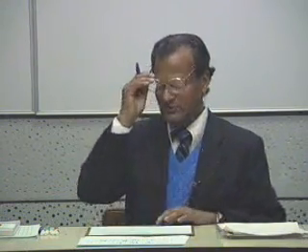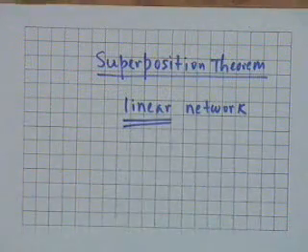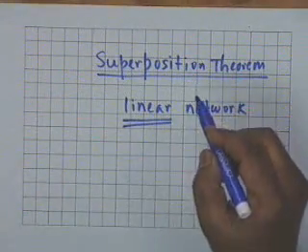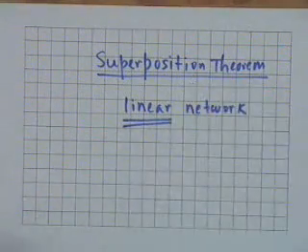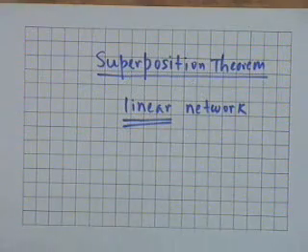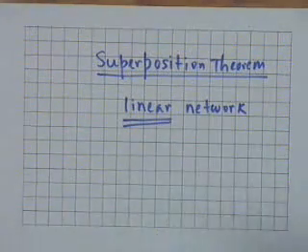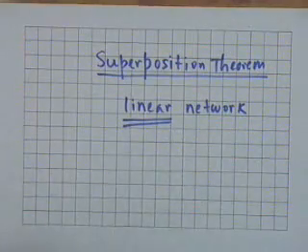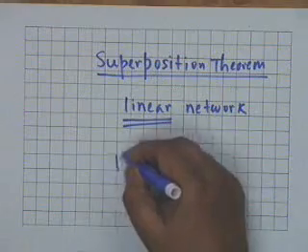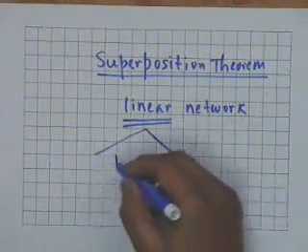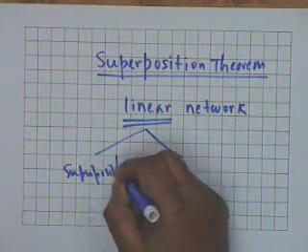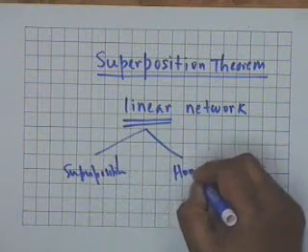And the most important thing to be remembered about the application of this theorem is that the network must be linear. The superposition in fact is a consequence of linearity. As you will see later, linearity implies two principles. One is superposition and the other is homogeneity.